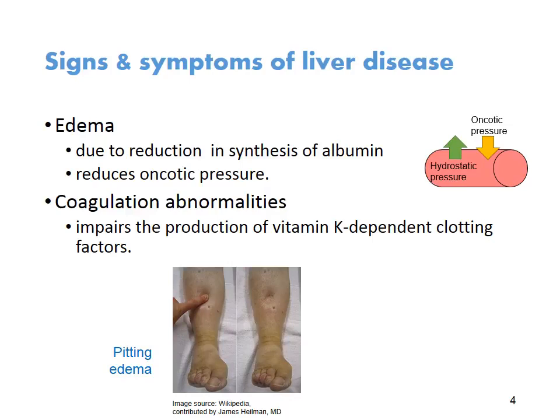The liver is also responsible for producing clotting factors, which are plasma proteins involved in blood clotting. So if the liver function is impaired, the production of these clotting factors is reduced and the patient's blood will take a longer time to clot.